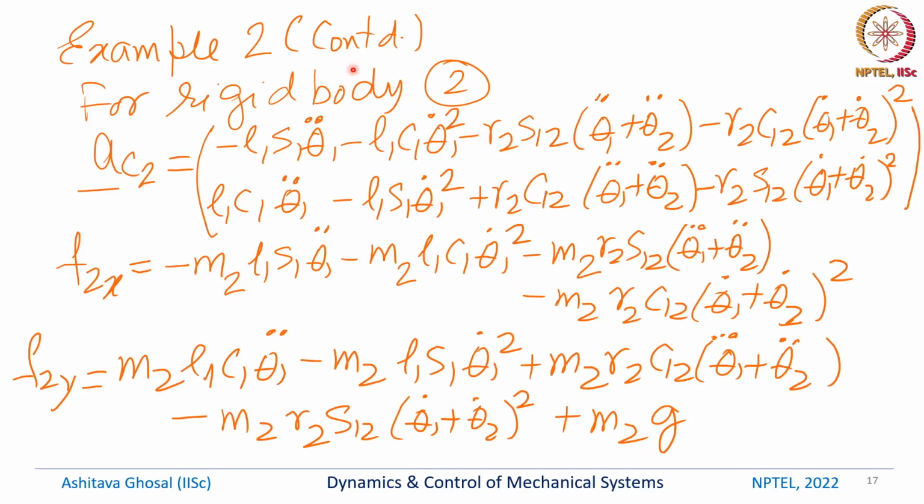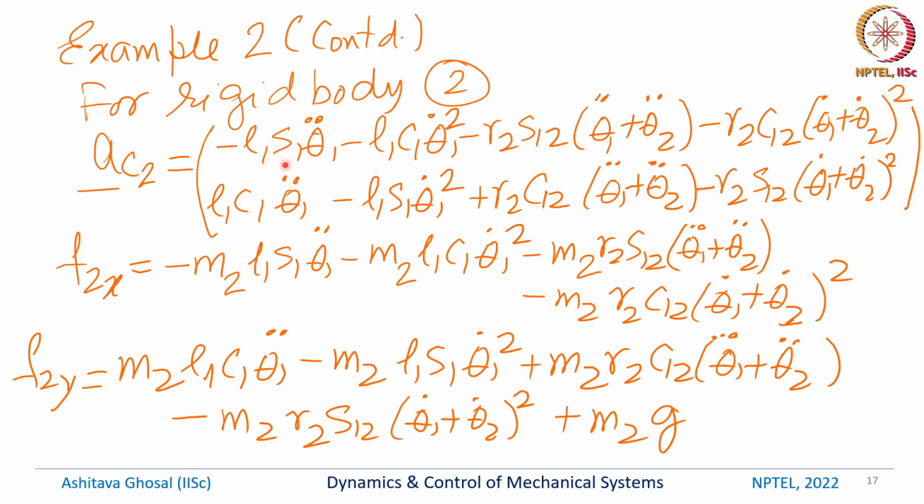So let us continue. For rigid body 2, we find that the acceleration of the center of mass is the derivative of the velocity vector. The velocity vector had two terms, so now when you take the derivative and use the chain rule, you will have four terms. The x component, for example, is minus L1 S1 theta 1 double dot minus L1 C1 theta 1 dot square minus R2 S12 theta 1 double dot plus theta 2 double dot minus R2 C12 theta 1 dot plus theta 2 dot whole square.